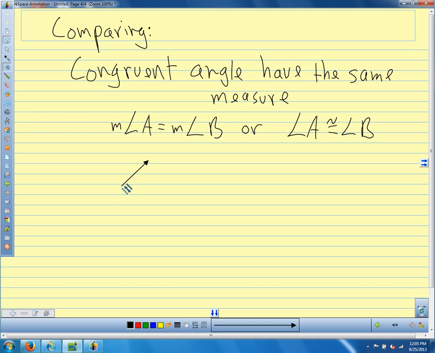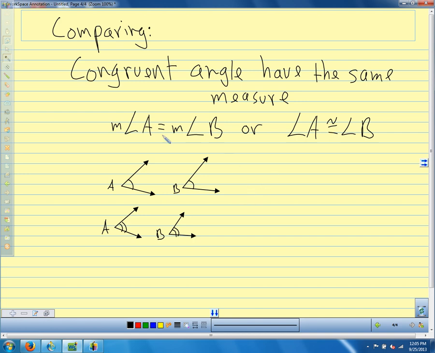And what I mean by that is I'm just going to draw several different pictures here. If they have the same number of arcs, that shows that they're congruent. So there are the angles with one arc. I can draw two arcs to show that these are the same. I could draw three arcs. So one arc, two arcs, three arcs. That shows that they're congruent.